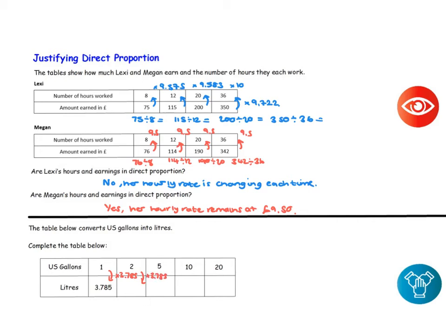So 2 times 3.785 gives me 7.57. 5 times 3.785 is 18.925. 10 times 3.785 is 37.85. And 20 times by 3.785 is 75.7. If you got that right, please green pen your answer now.